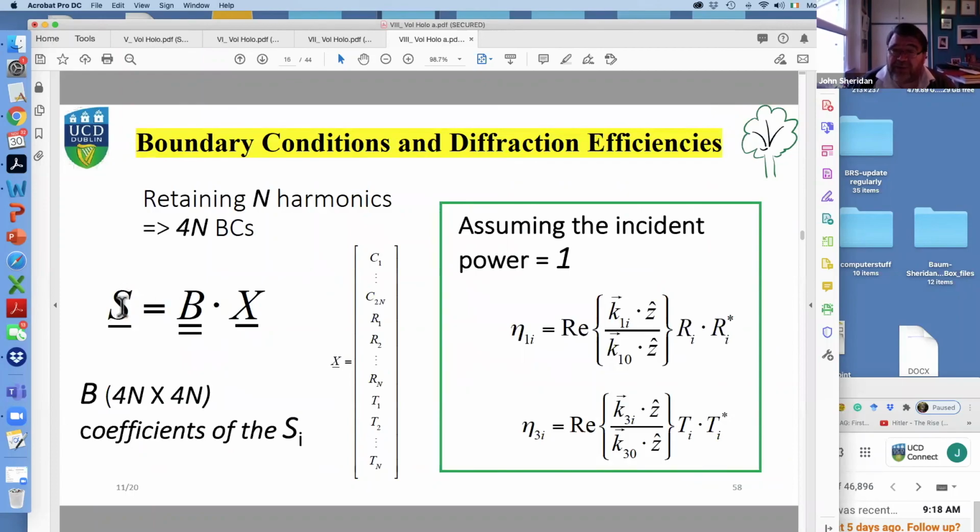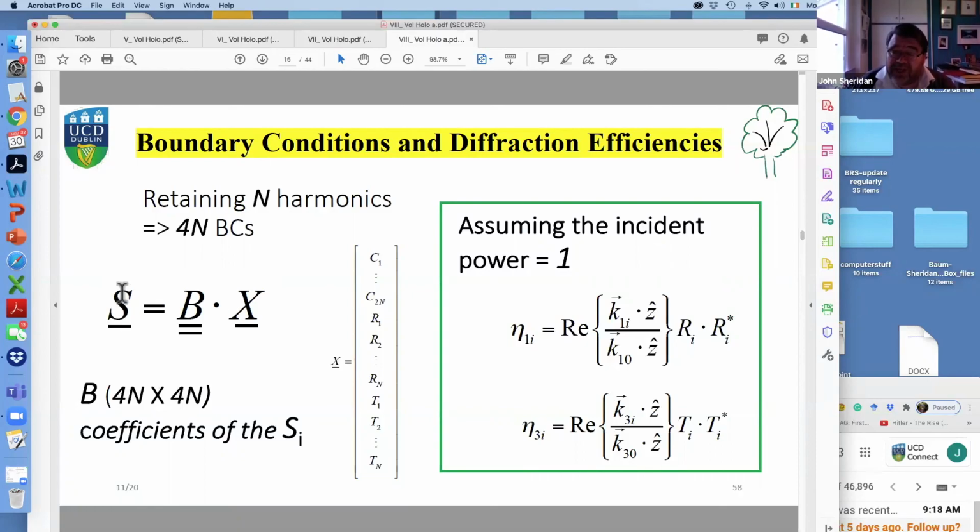We can write down the S as a B times X, where this B is 4 by 4. So we can take all these boundary conditions and write them down in this form. And then we can basically solve to find out what the S are. We have S components inside, forward and backward propagating, and we apply our boundary conditions. We know what 1 is, and we can find what the S is.